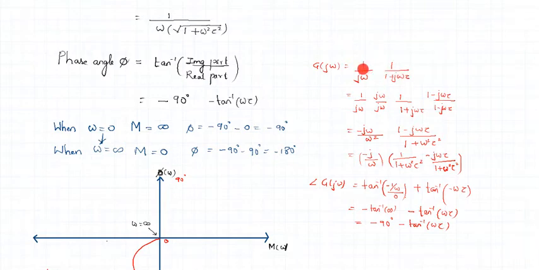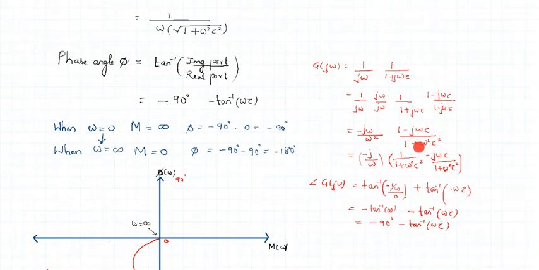For the very first term, we'll try to rationalize it. So 1 by j omega, we rationalize it by multiplying and dividing by j omega. Similarly, the second term is also rationalized by multiplying and dividing it by 1 minus j omega tau. So when we simplify the first term, we get minus j omega. And when we simplify the second term, we get the equation as shown here.